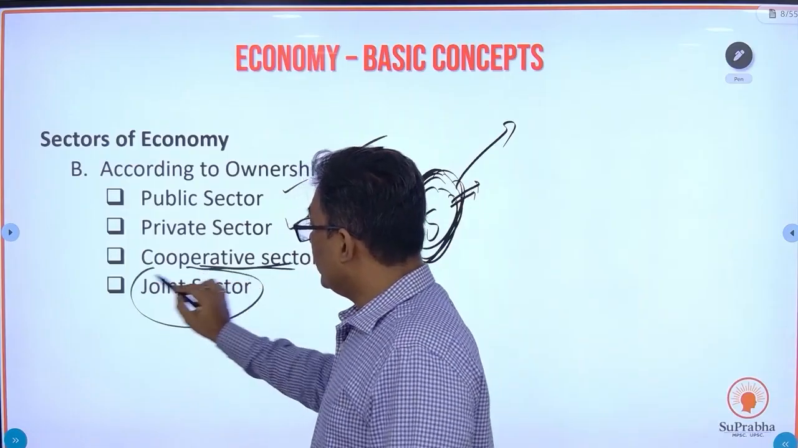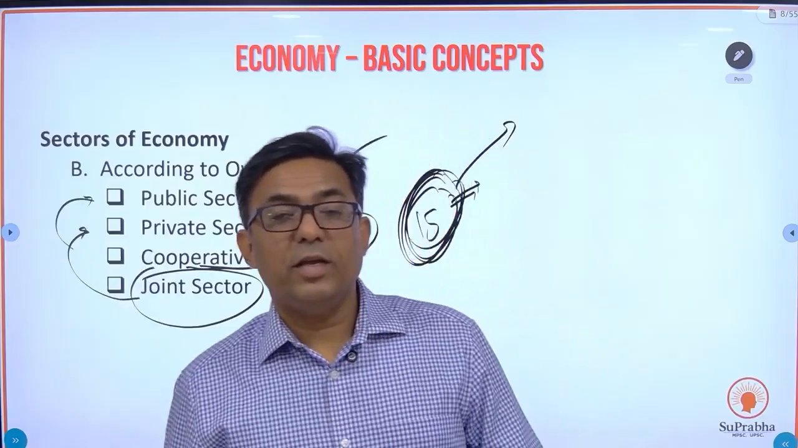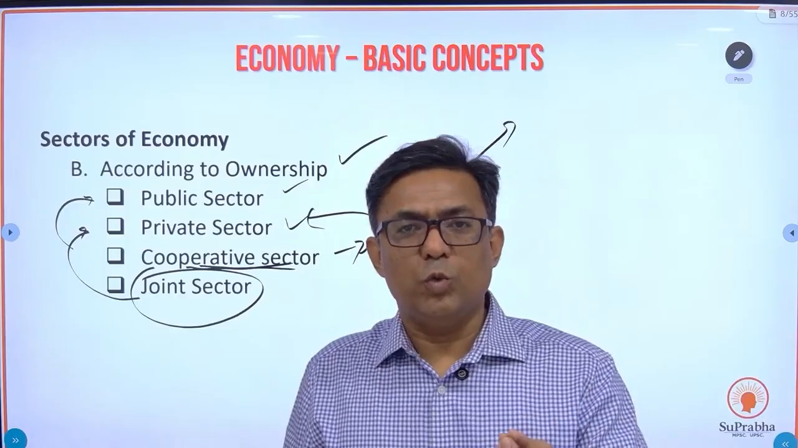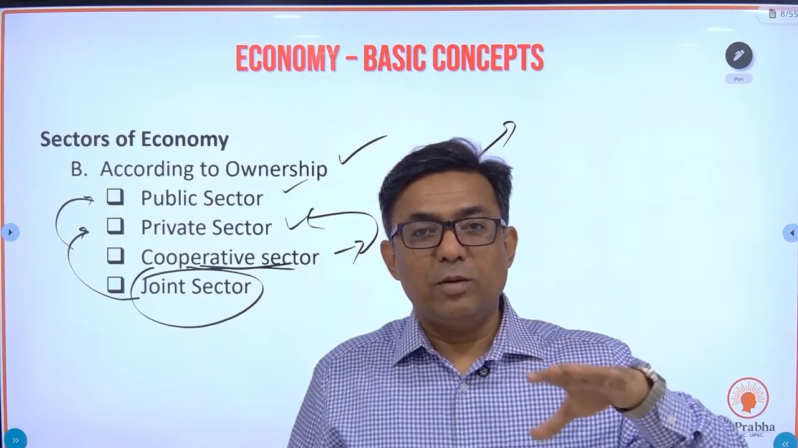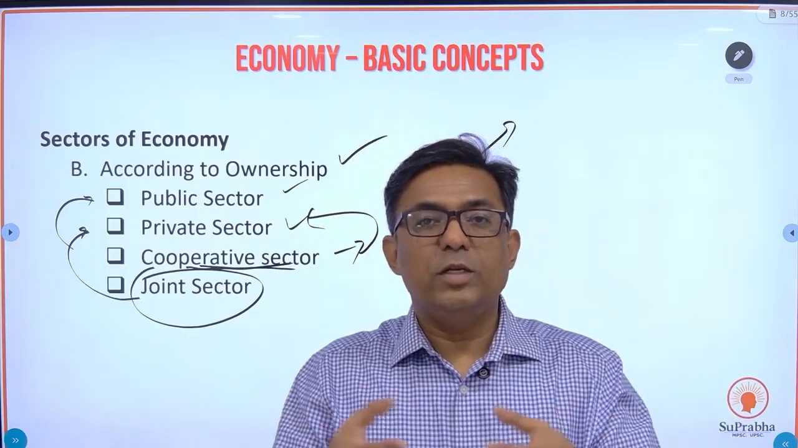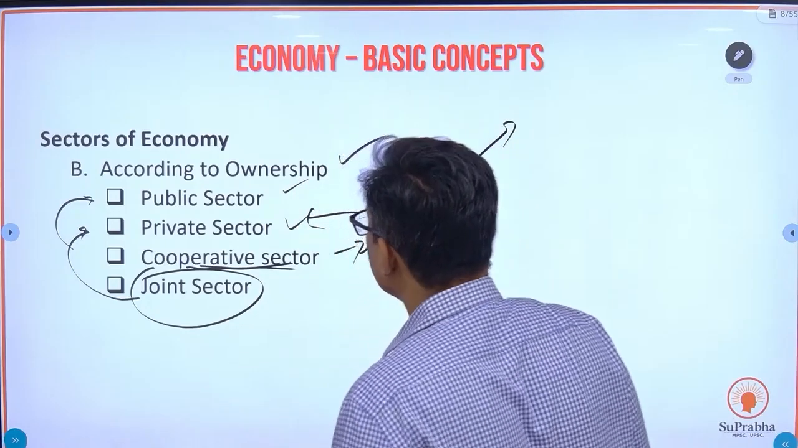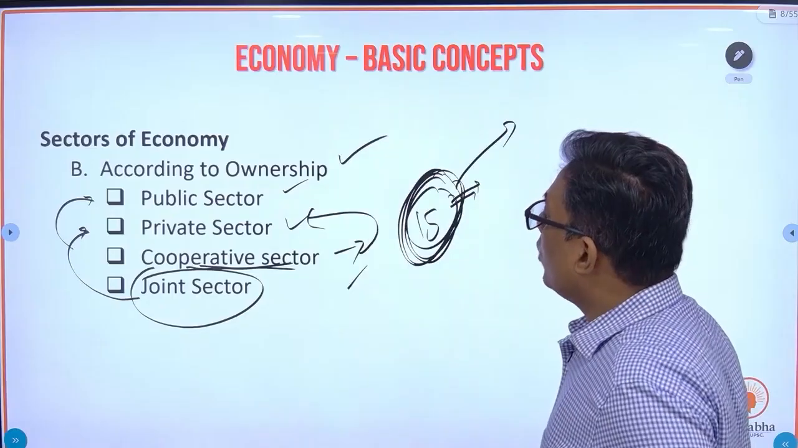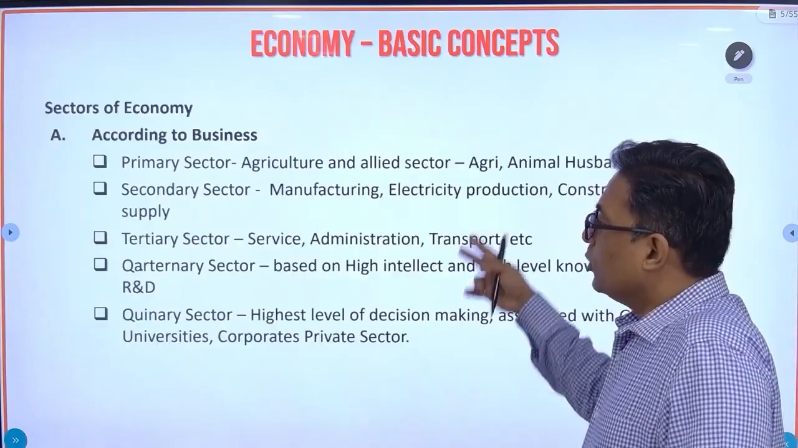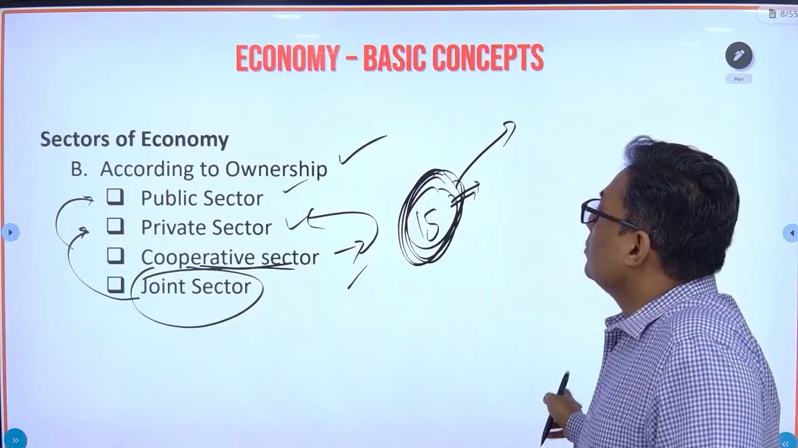And the third is joint sector. Joint sector is equal to private plus public. A private entity plus a public government entity both coming together, that's a joint sector. A basic example, Maruti Suzuki. Maruti part of that company is government owned and Suzuki is a Japanese company. So a Japanese private company and the Indian government come together to establish the plant known as Maruti Suzuki. So according to ownership, these are the sectors of the economy, and according to business, these are the sectors of the economy: primary, secondary, tertiary, quaternary, and quinary. Fine.